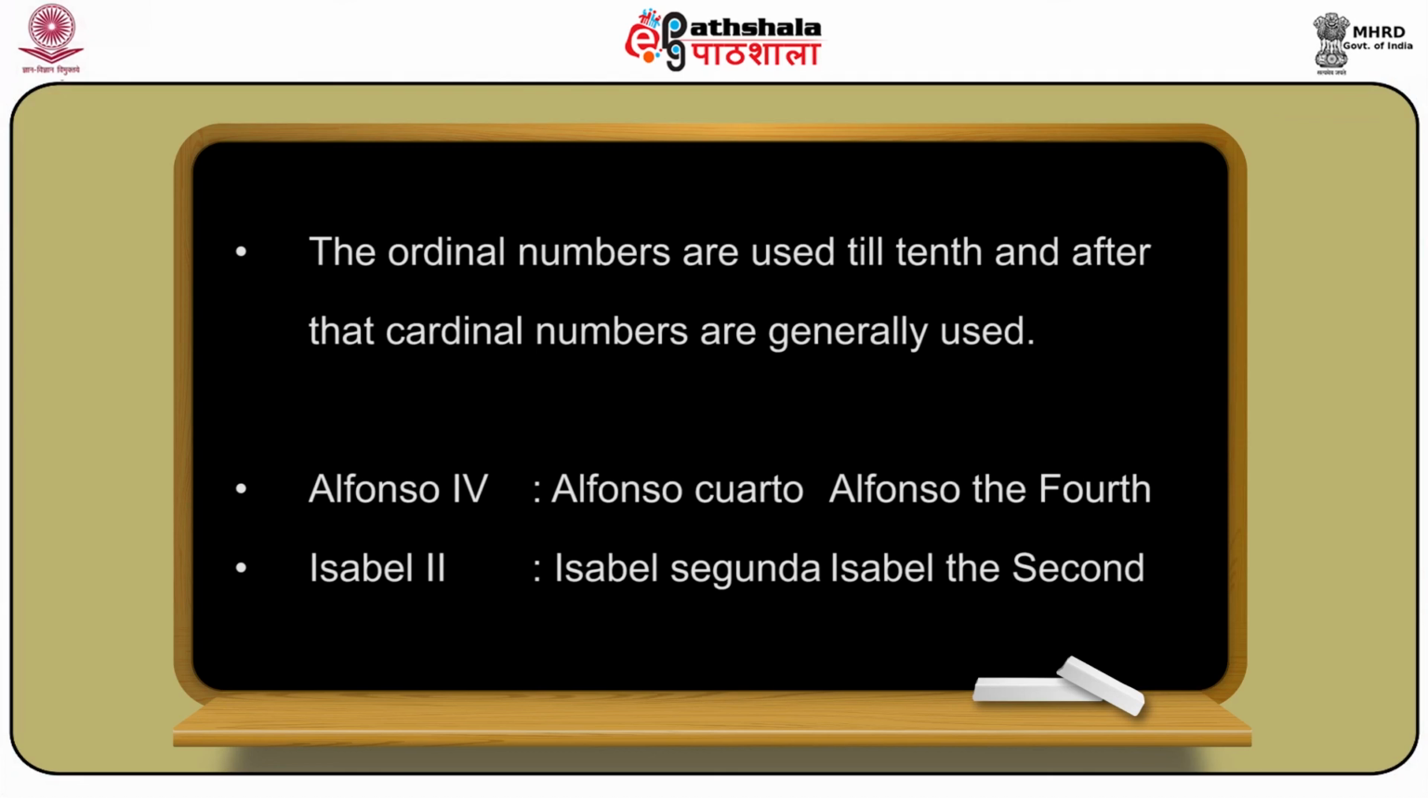So when the ordinal numbers are used with names, the word the is not written in Spanish. Remember that. For example, if you want to say Alfonso the fourth, we can say Alfonso cuarto. If we want to say Isabel the second, we can simply say Isabel segunda. Segunda because Isabel is feminine, that is a woman.